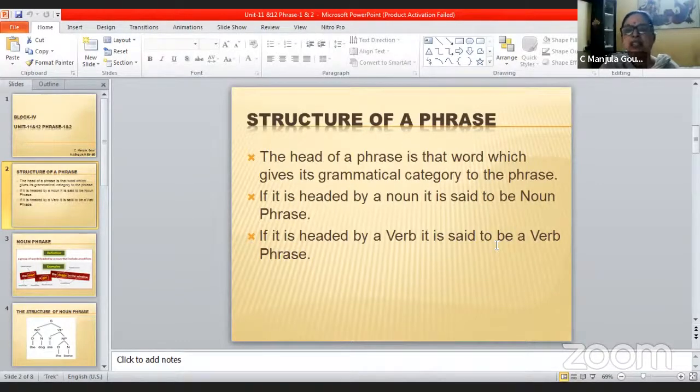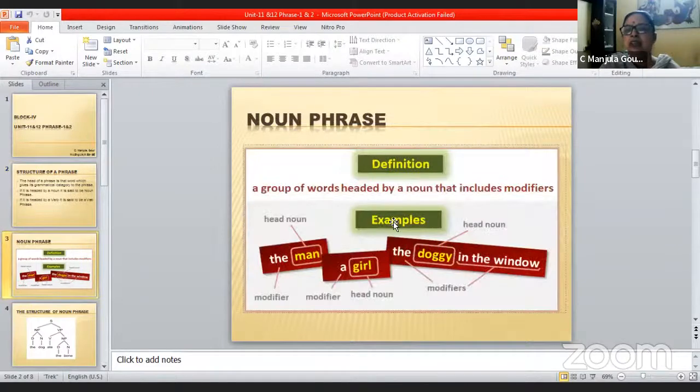Now we'll see an example of a noun phrase. Just look at this example. You will find that the definition of a noun phrase is a group of words headed by a noun that includes modifiers. Modifiers are nothing but the determiners, or you can call them the articles over here. So you have the modifier. Every word in the sentence is already named, to which part of speech it belongs, or what is the word form of that particular word.